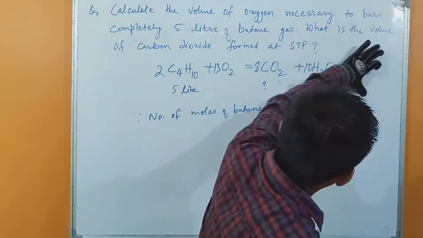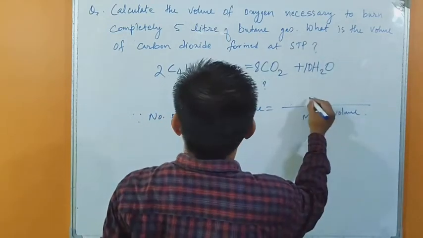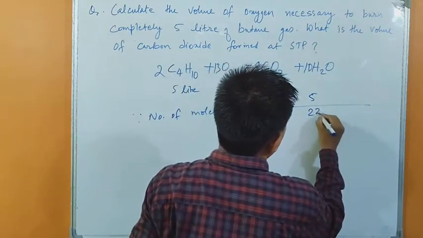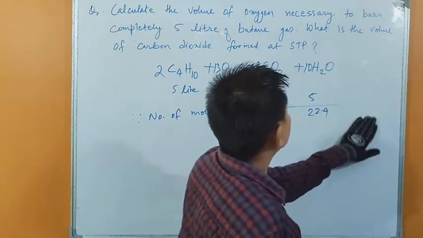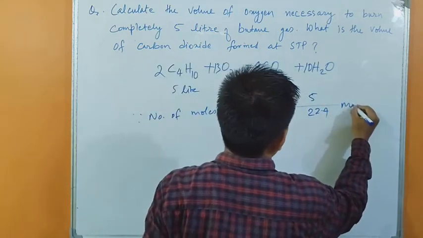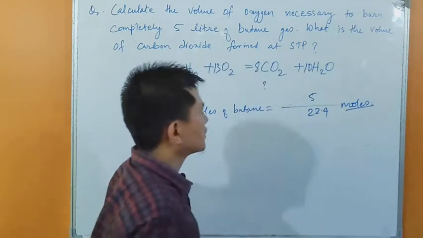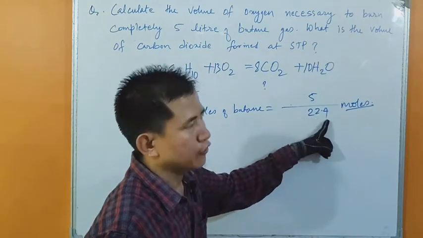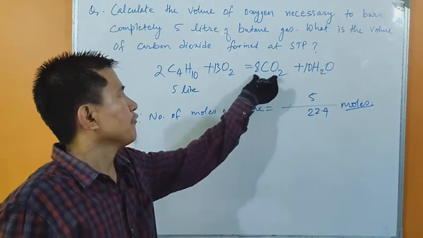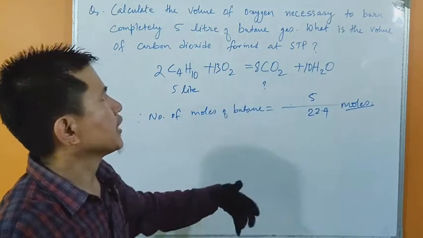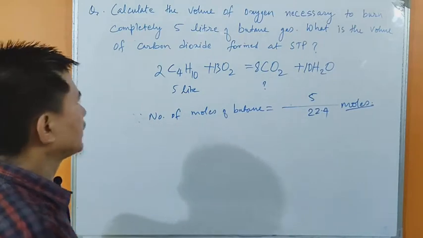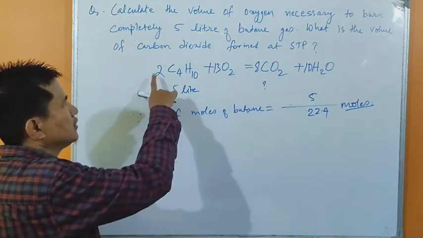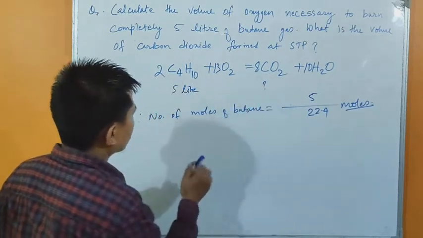Given volume of butane at STP is how much? 5 liters, and molar volume of any gas is 22.4. So we have 5 upon 22.4 moles. In 5 liters of butane gas, the number of moles is 5 upon 22.4. Now we will find the number of moles of carbon dioxide, and after that we will find the volume of carbon dioxide produced. Since 2 moles of butane produces 8 moles of carbon dioxide.